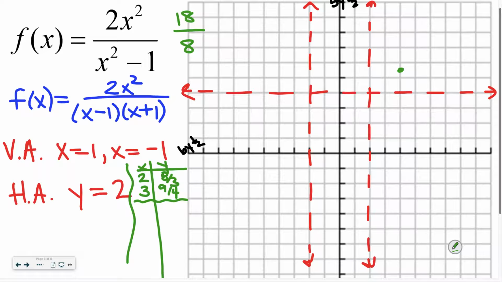So let's see. 4. Okay. We have our two numbers. We know that's going to happen. Okay. On the other side, I want to go to this asymptote right here, which is at -1. Let's go ahead and plug in -2 and -3.